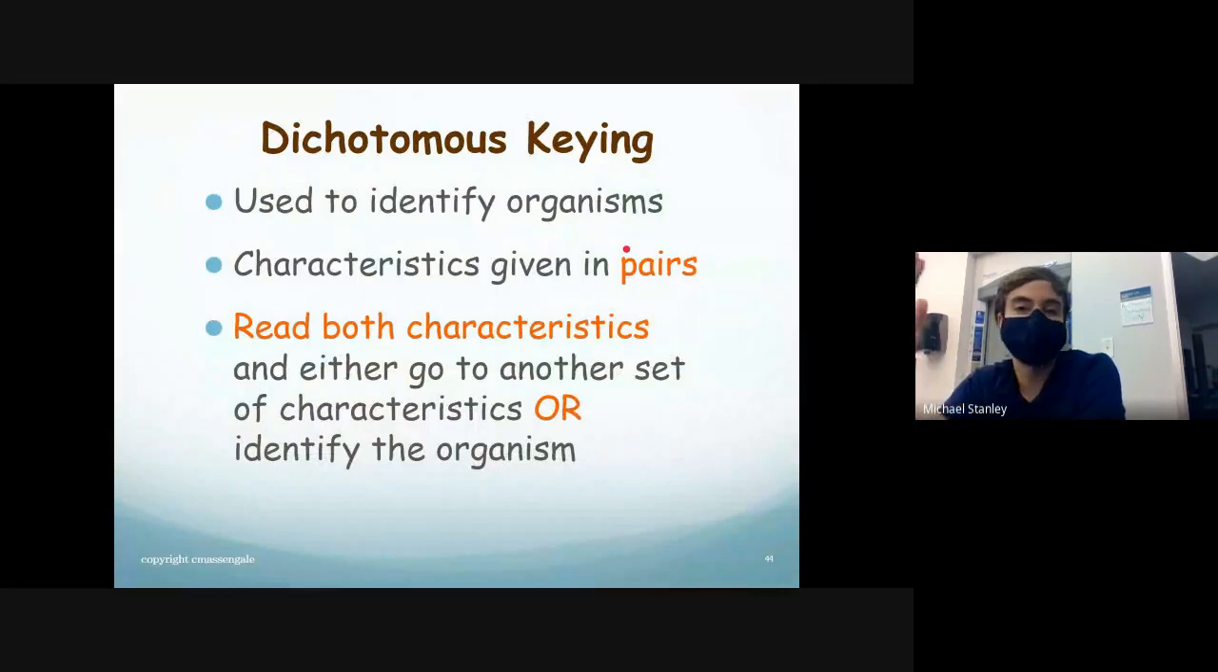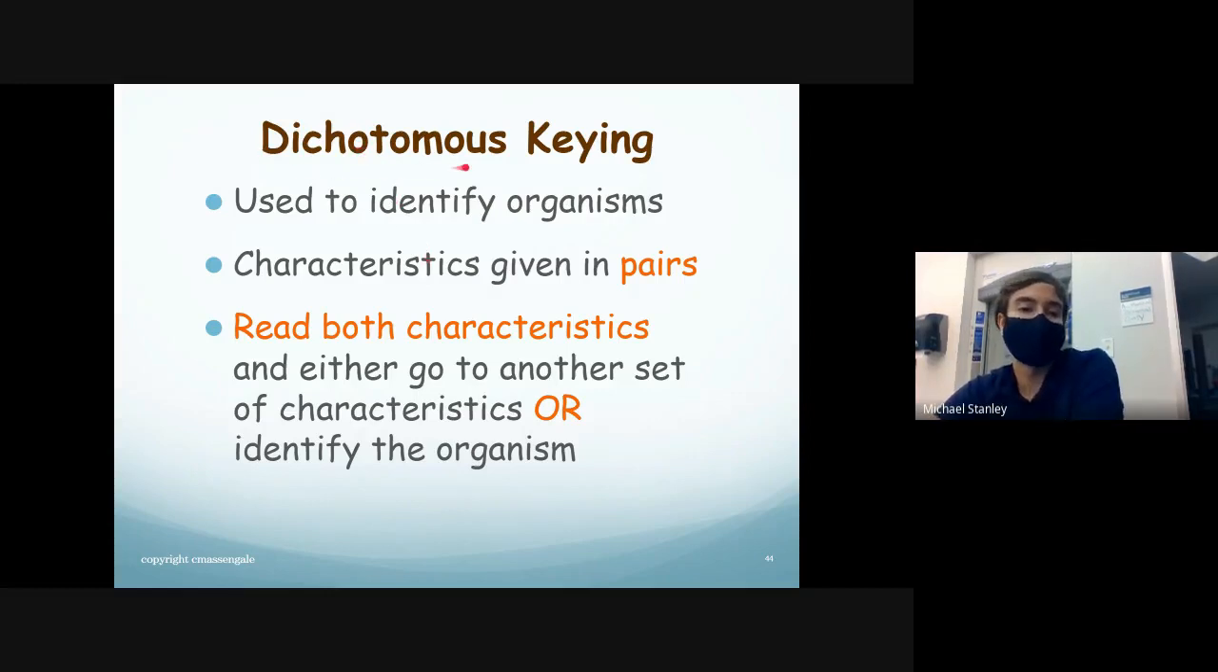So one way that scientists in the field figure out exactly what type of animal they're looking at is through something called a dichotomous key. So no, not a key that you use to open your house, but a key, like a paper key that tells you what you are looking at. Dichotomous is a fancy way of saying two choices. A dichotomous key is actually pretty simple and, in my opinion, kind of fun to use.